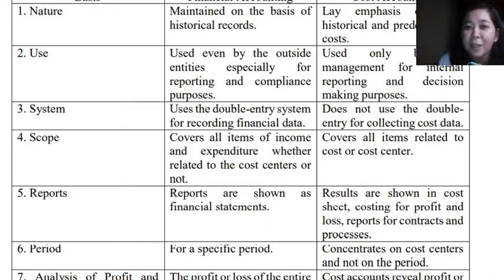Whereas under cost accounting, the results are shown in the cost sheets, costing for profit and loss, reports for contracts and processes. Basically, we have different types of reports, depending on the need of the management. Okay, so that's how we prepare these reports under cost accounting.